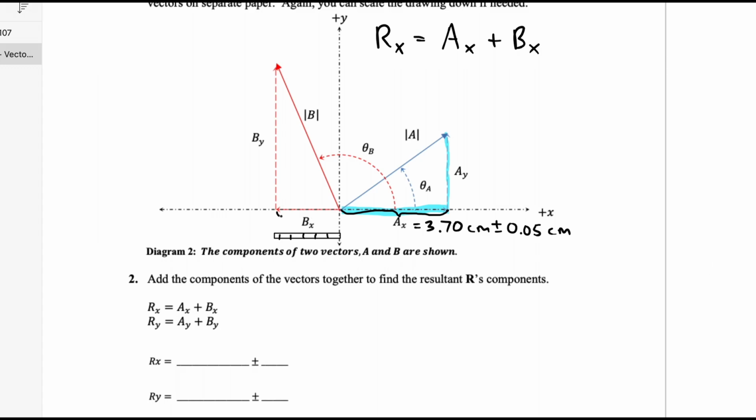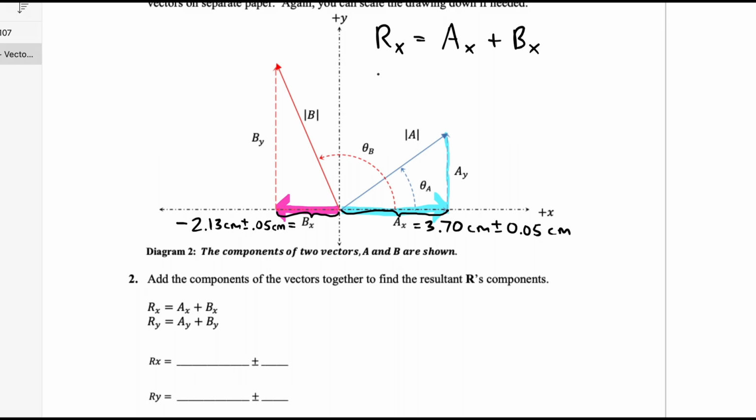and we need to measure BX, the X component of vector B. I get 2.13 plus or minus 0.05. We see that AX points to the right. However, BX points to the left. And because of that, we have to make the X component of B a negative. So it'll be negative 2.13 centimeters.